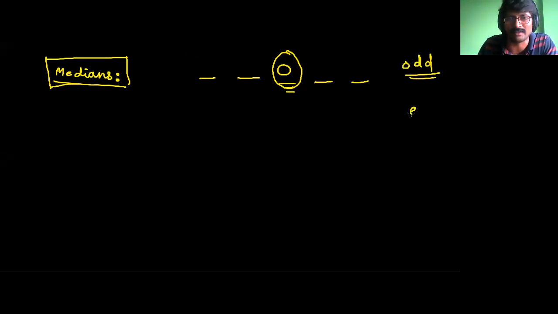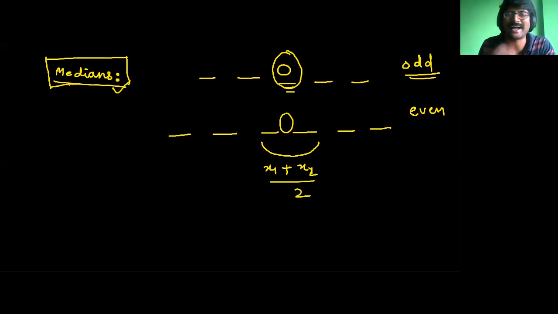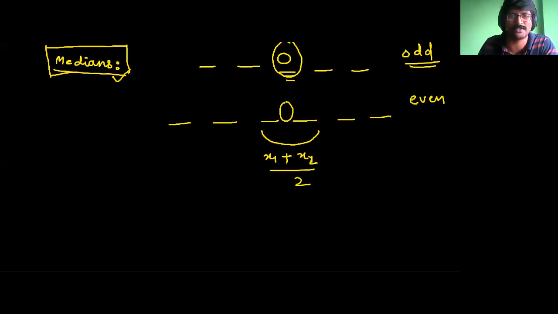But if there are even observations, see, in this case 1, 2, 3, 4, 5, they were odd observations, so the middlemost would be called the median. But now if there are even observations, 1, 2, 3, 4, 5, 6, then the average of these two middle ones is called the median. You understood? So median will be x1 plus x2 divided by 2. That is called the median. Now how to calculate the median? I'm going to teach you everything in detail. Just stay tuned, I will teach you.